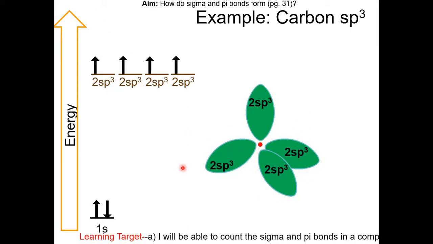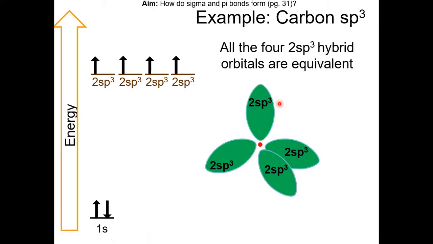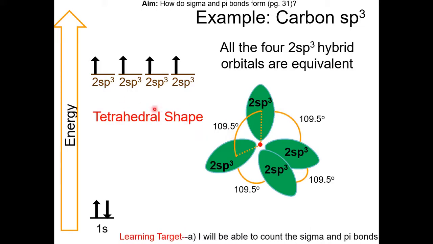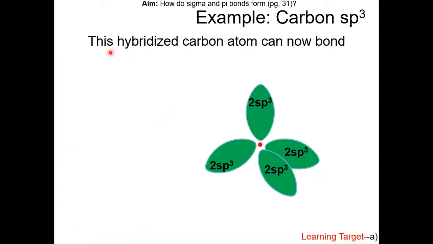So now we form 4 new hybrid orbitals. These are 2sp3 hybrid orbitals. All of the 4 2sp3 hybrid orbitals are equivalent in energy. If we were to measure the angles, this is 109.5 degrees. This is a tetrahedral shape. This hybridized carbon atom can now bond.